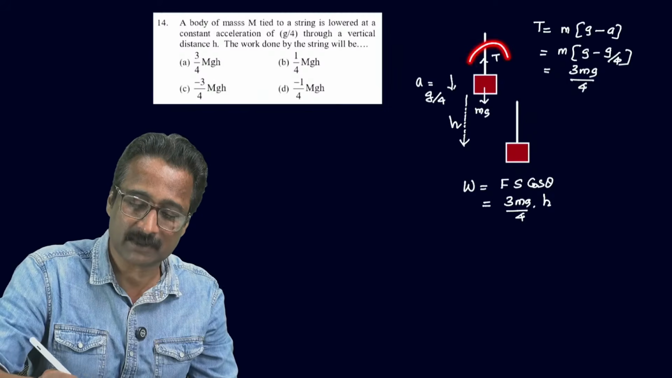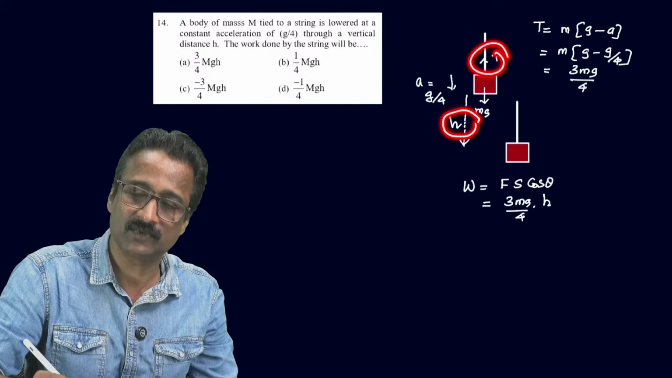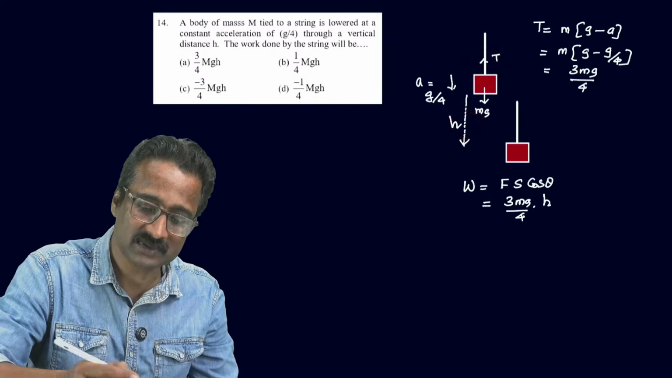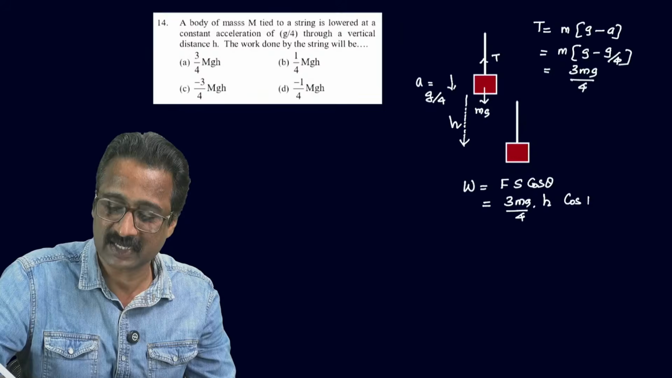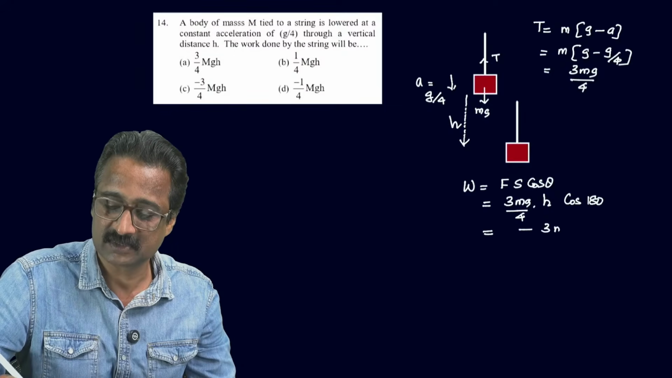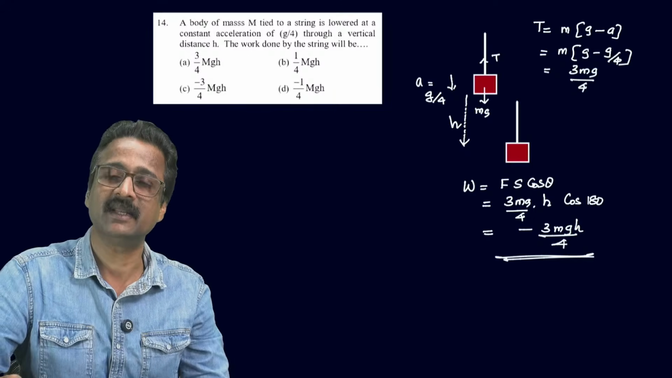See, the force is upward and the displacement is downward. So cos theta is 180. It's a negative work, remember. So that is going to be cos of 180 here, which is minus 1. So finally, it is minus 3mgh divided by 4. That's the work done by the tension here.